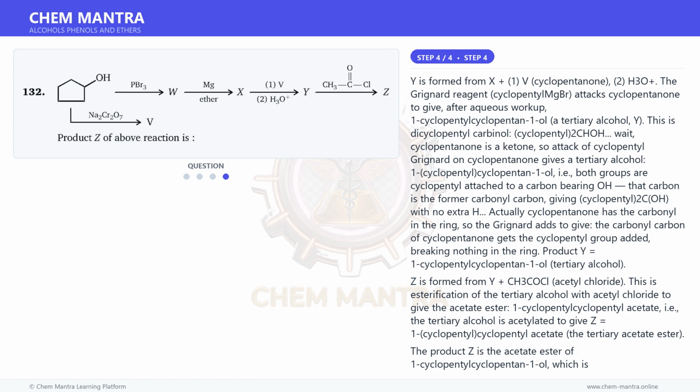Z is formed from Y plus CH3COCl, acetyl chloride. This is esterification of the tertiary alcohol with acetyl chloride to give the acetate ester, 1-cyclopentylcyclopentyl acetate. The tertiary alcohol is acetylated, so Z is the tertiary acetate ester. The product Z is the acetate ester of 1-cyclopentylcyclopentan-1-ol, which is 1-cyclopentylcyclopentyl acetate.